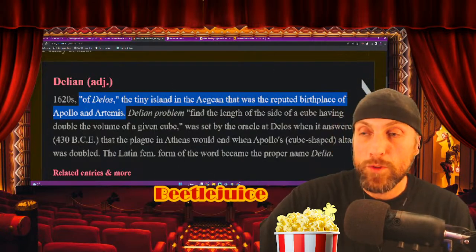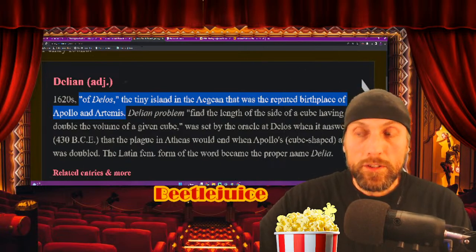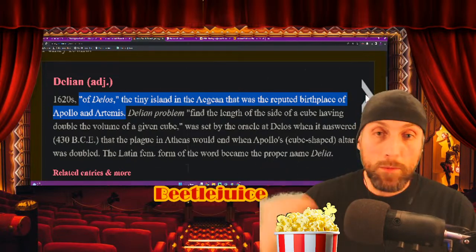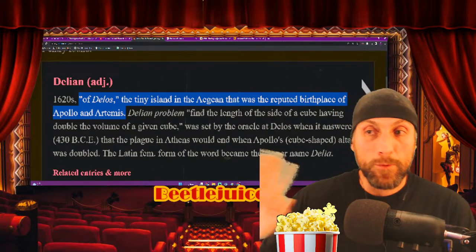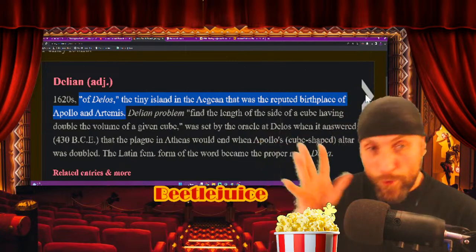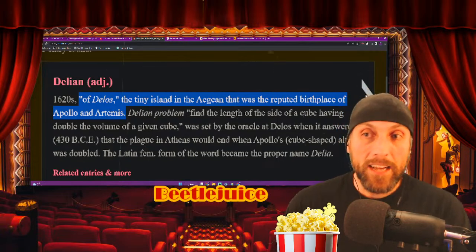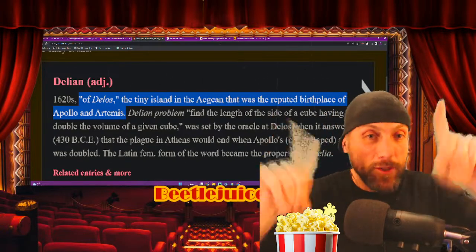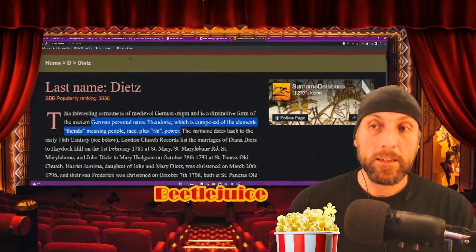Let's check out those words. Let's start with Delia. Delia means of Delos. Delos is the tiny island in the Aegean. This is a modern description, okay? I don't believe it is in the Aegean whatsoever. Not the original, right? There may be a modern day Delos that was named after the quintessential original Delos island, right? But anyways, Delia means of Delos, the tiny island in the Aegean Sea that was the reputed birthplace of Apollo and Artemis. Two beams, two boundaries, two sky beams, two gods, etc., two twins of that island.